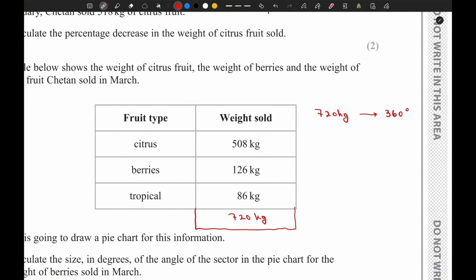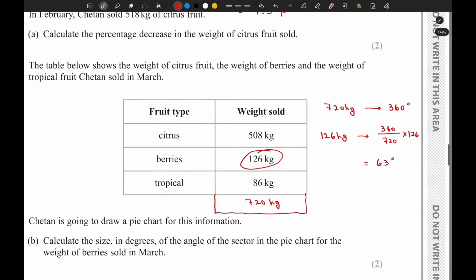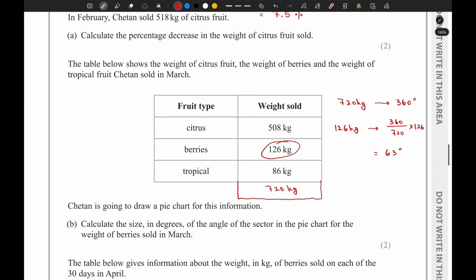Now I need the value in degrees for 126 kilograms. So 126 kilograms is represented by 360 over 720 times 126. So let's calculate this value. 36 over 72 times 126. So this is 63 degrees. So that is the answer for part B.